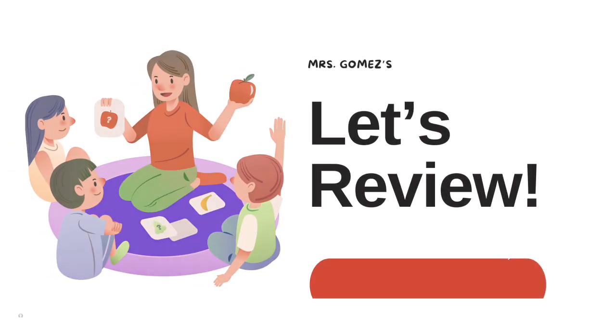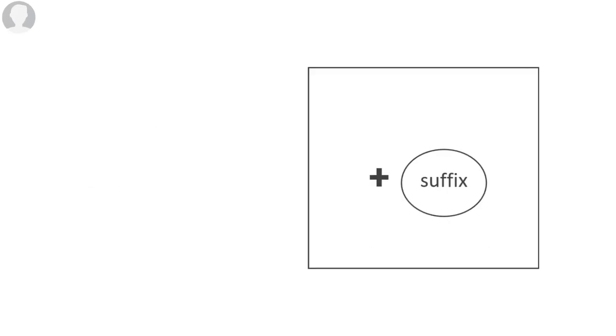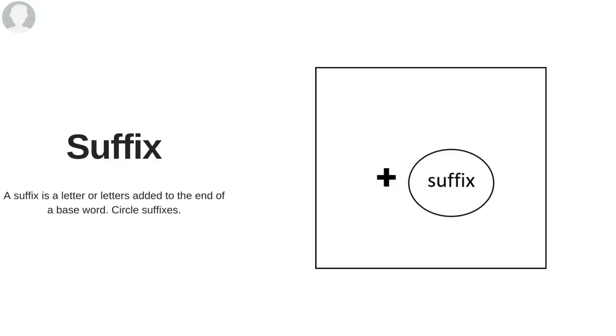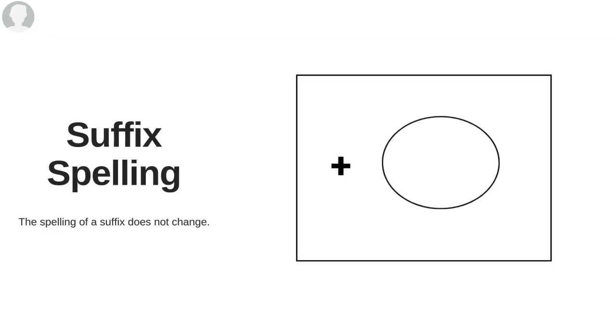Okay, let's review. Base word. A base word is a complete English word. Suffix. A suffix is a letter or letters added to the end of a base word. Circle suffixes. Derivative. A base word plus a suffix is called a derivative. Suffix spelling. The spelling of a suffix does not change.